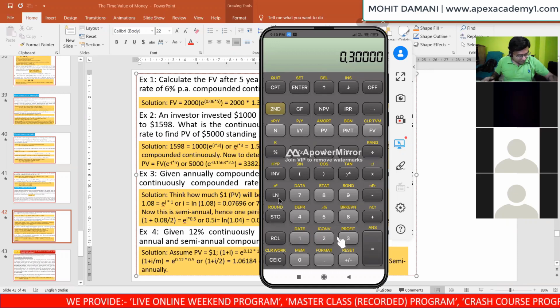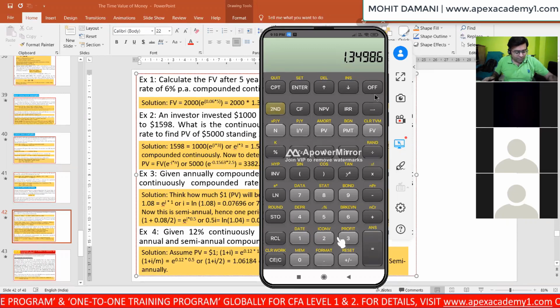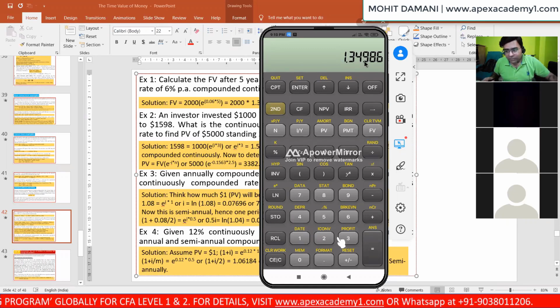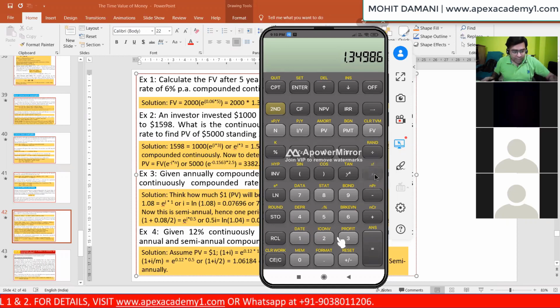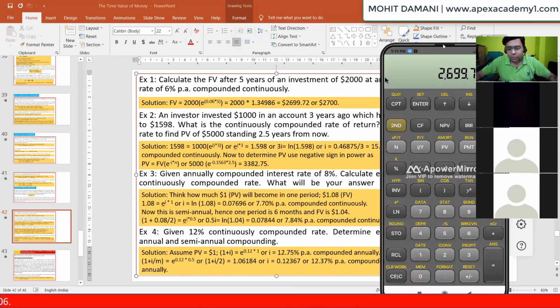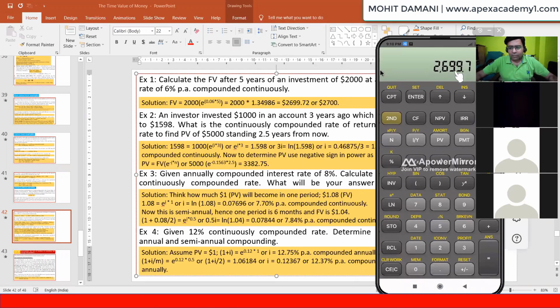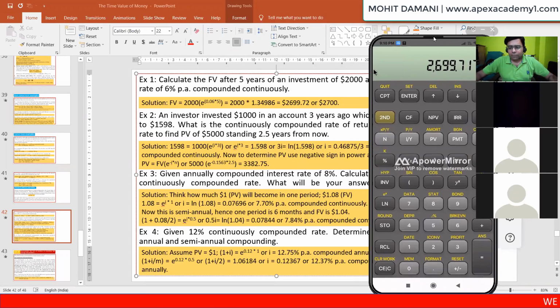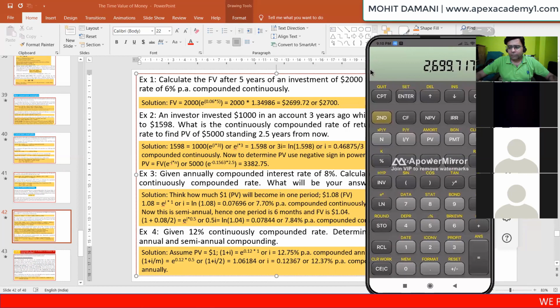If you want to do e to the power of this number, then press second and then ln. See, you get the factor of this and multiply it with 2000. You get your answer, that is this one. You can check also. Your answer is 2699.71 or something.